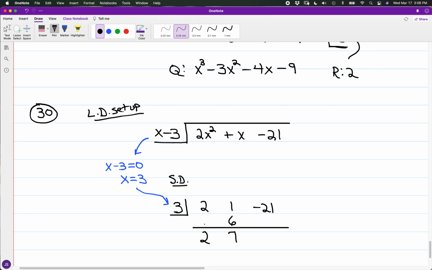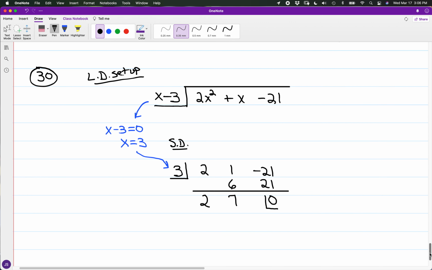Then we have 3 times 7 is 21. So I'll bring the 21 over. And we have negative 21 plus 21 is 0. Okay, so we have no remainder. So this signals that x minus 3 will go completely into the trinomial 2x squared plus x minus 21.